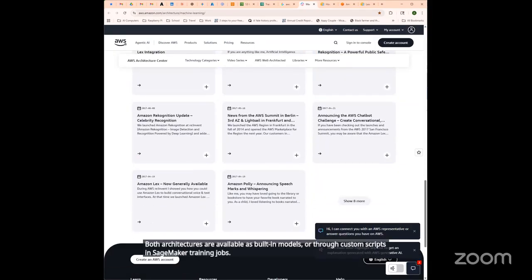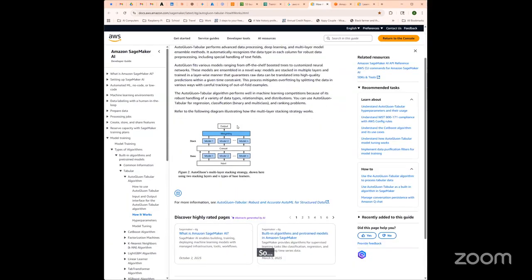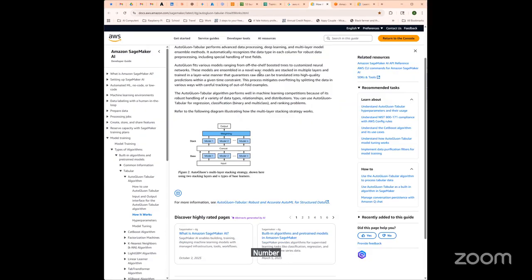Solution 3, layer-wise training. Greedy layer-wise training trains shallow network connections first, then freezes those layers and stacks additional depth. While less common in modern production workflows, this approach provides conceptual value for understanding how to manage gradient flow in very deep architectures. Number 4, gradient checking.